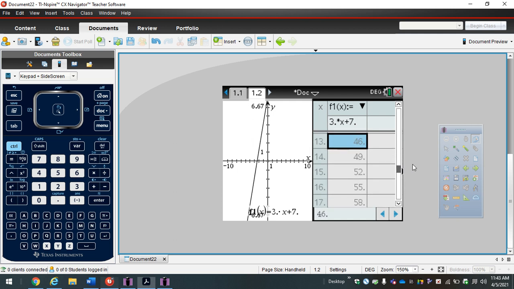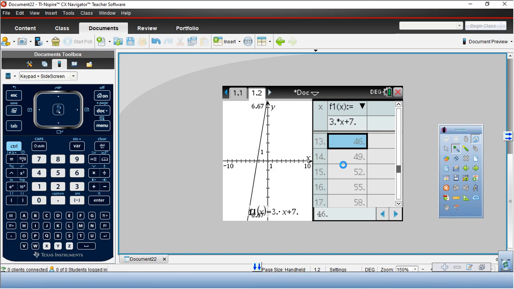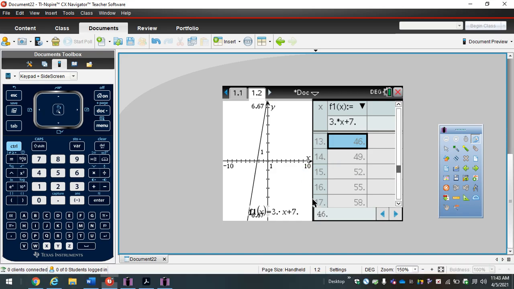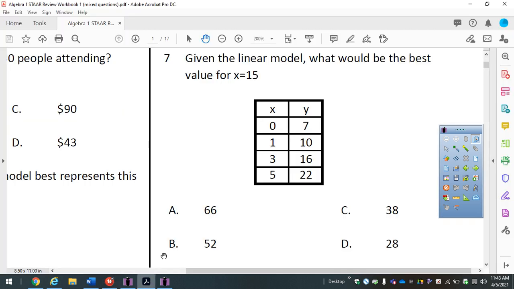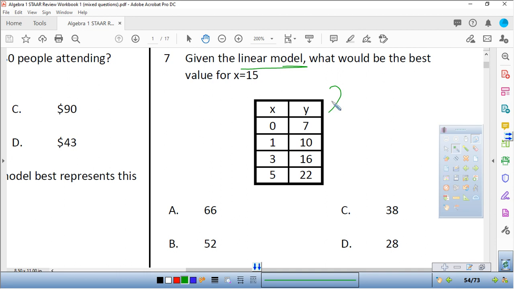Why are you doing all that work, sir? My answer is 52. What? Okay, so look at the question. Look what the question's asking. Looking at this linear model, what would be the best value for x to be 15? It's basically saying carry this table down and go all the way to 15.